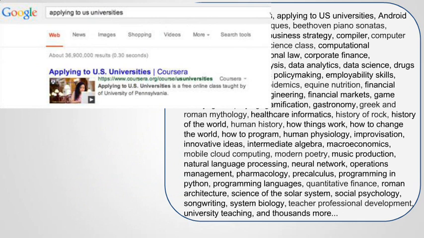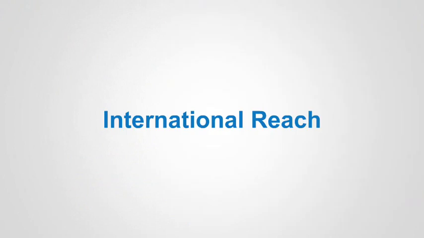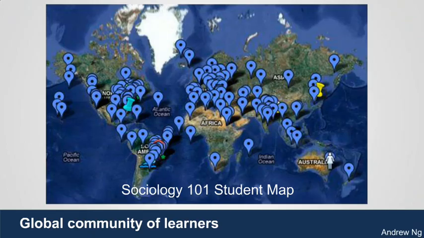By taking the content from our university partners and placing it online, we can take the content from universities all around the world and give them a far greater international reach. This is a map of the learners from just one class, Sociology 101, taught by Princeton University. Our learners are all around the world, and we are seeing universities now able to teach learners all around the world that otherwise would never have access to their content.